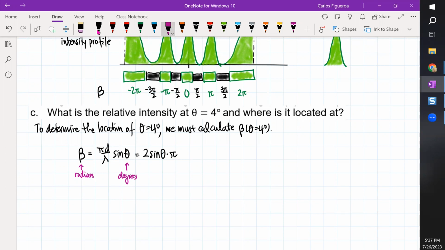So now I'm going to put in my values here, and this reads 2 times the sine of 4 degrees times pi. Now remember, do not calculate this in beta form. So when I compute this whole thing here, I get 0.14 pi, which is my beta right here.